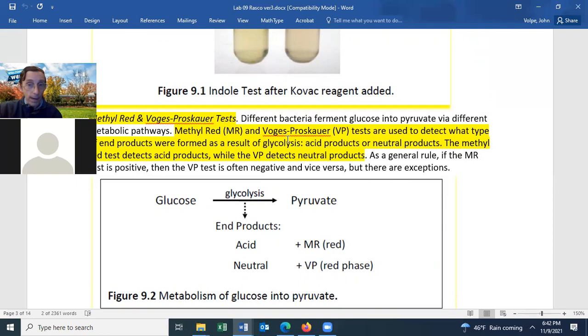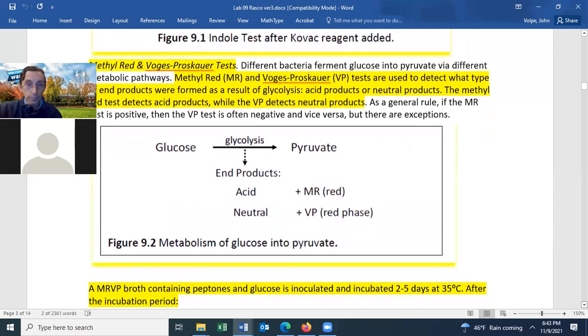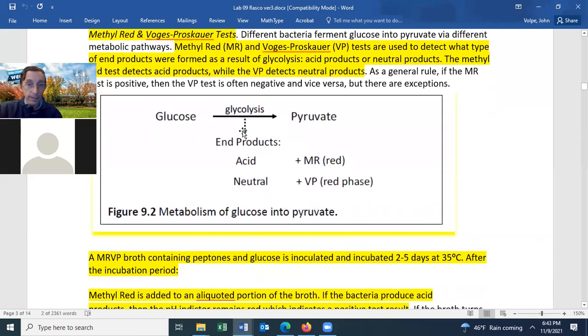If acid products are made, we use the MR test to look for the acid products, and we use the VP test to look for the neutral products. So glucose in glycolysis is converted into pyruvate, and the other end products can be acid, which the MR test will test for, or they can be neutral products, which the VP test can test for.